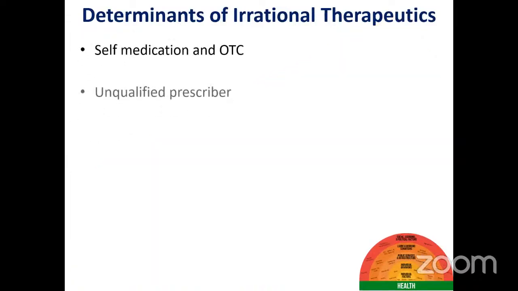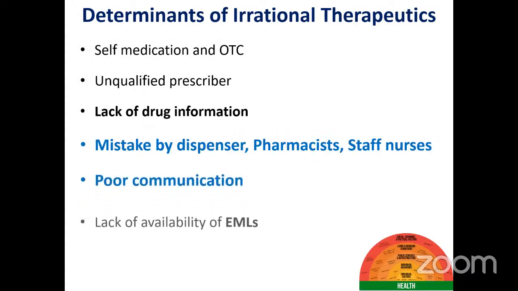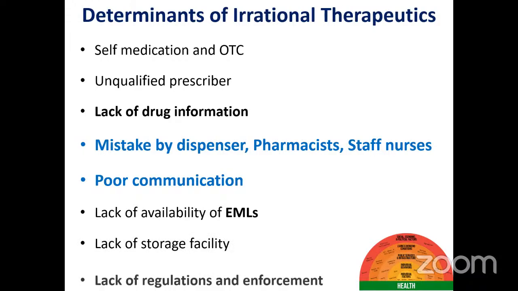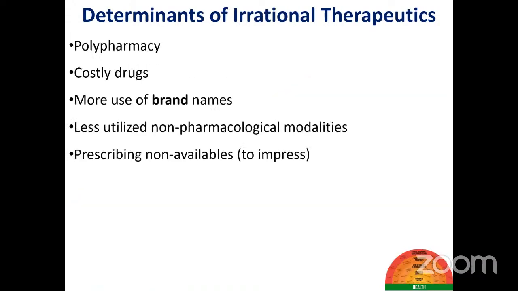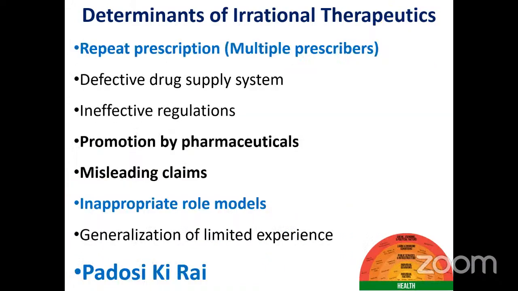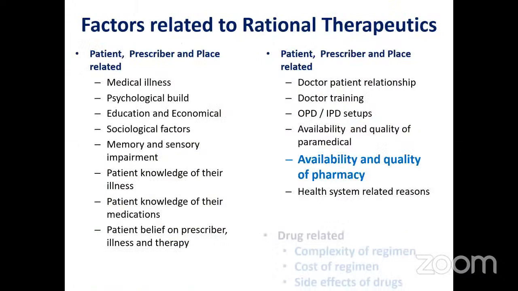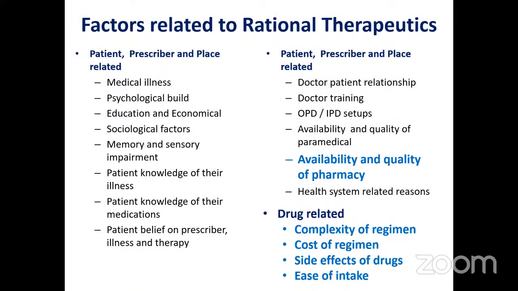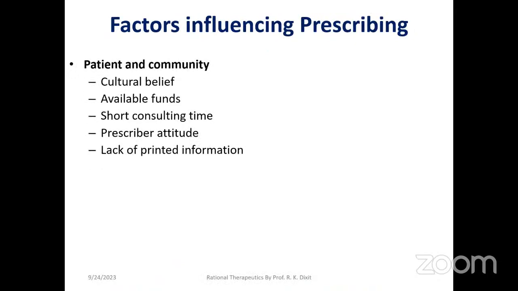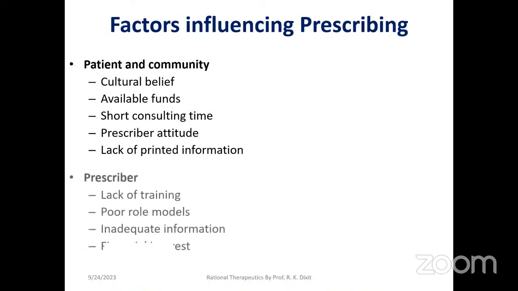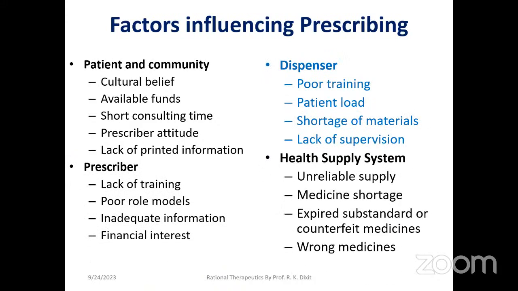So determinants of the rational therapeutics, others are like lack of drug information, mistakes by the dispenser, I have told, poor communication and other things. So I'll go a little bit fast from here. If you see here, the drug-related complexity, complex regimen, cost of the regimen, all these actually lead to the overall rationality of the therapeutics. And that can be checked at multiple levels, right from the physician to the pharmacist and to the other persons. So if the dispenser has good training, the chance of rational prescriptions and rational therapeutics is very high.